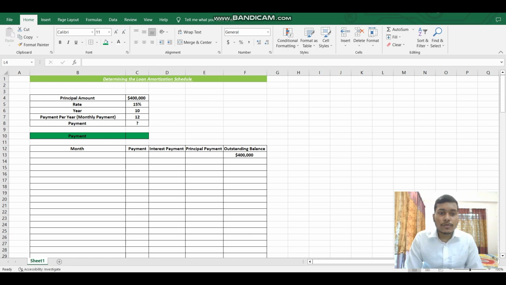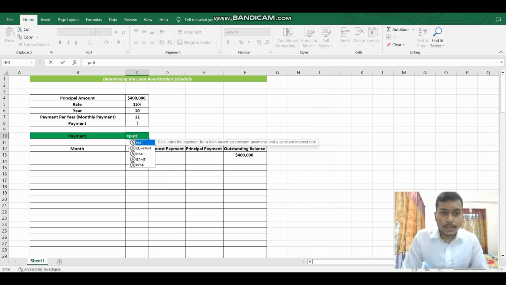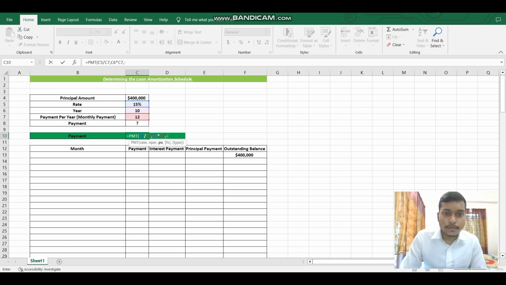Here we are going to calculate the payment of month 1. So put an equal sign, then type PMT, then double click on it, then select rate divided by monthly payment, put a comma, then select year multiplied by monthly payment, put a comma, then put minus and click on principal amount, put a comma, type 0, put a comma, type 0 again, close the bracket and press the enter key. So this is the payment of month 1.